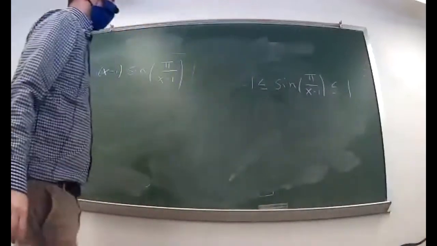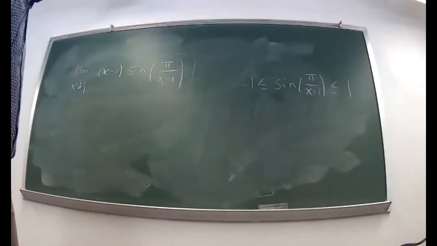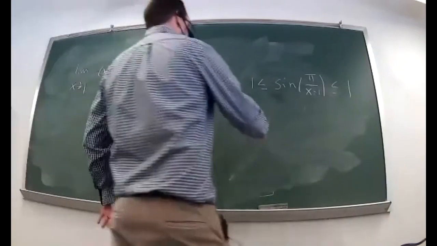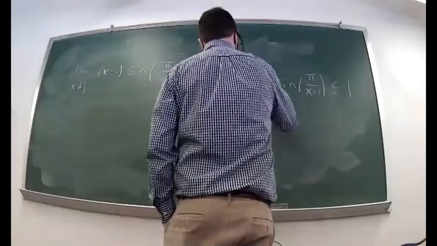So now that you've got this fundamental identity, what you want to do is think of multiplying through by x minus 1. So you just want to take minus x minus 1.